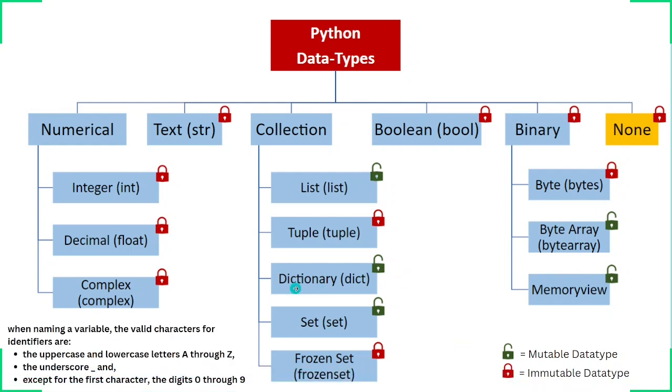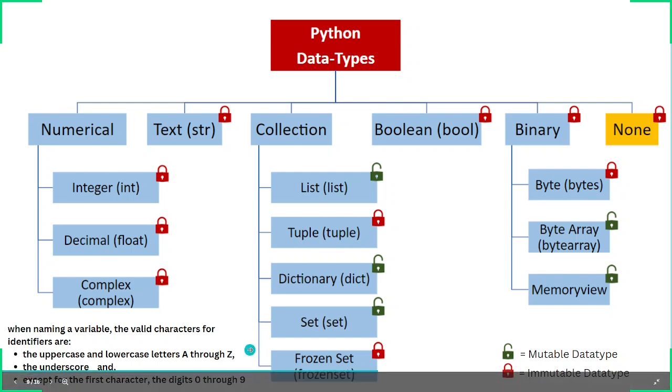So when naming a variable, the valid characters for identifiers are uppercase and lowercase letters A through Z, the underscore character, and numbers 0 to 9, except for the first one. So we cannot name our variables starting from a number, but we can start with an underscore or a lowercase and uppercase letters, and spaces are not allowed in between.